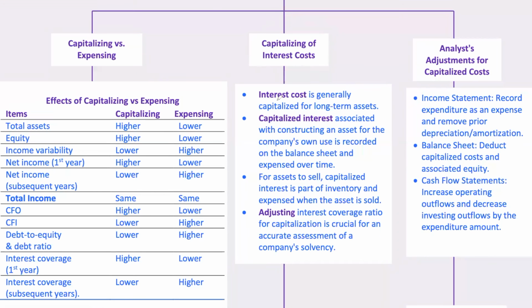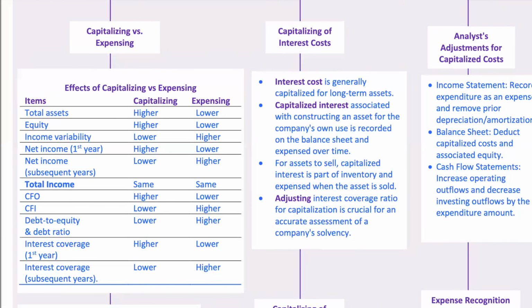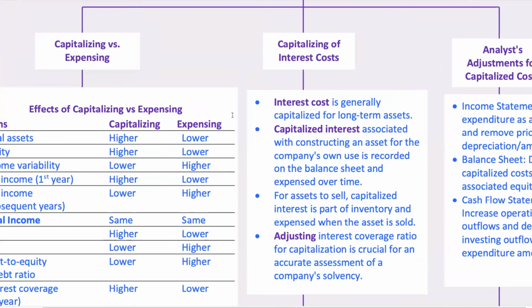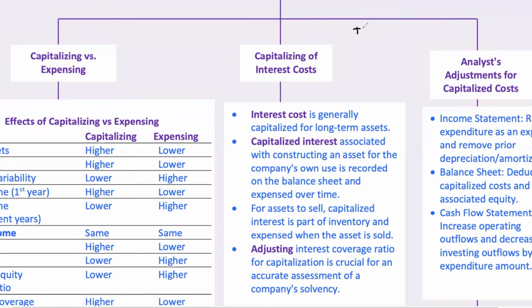Capitalization of interest costs. Now, a quick word on interest costs, especially for long-term projects. When a company borrows money to build something like a factory, the interest on that loan can be capitalized. This adds to the asset's cost on the balance sheet and is then depreciated along with the asset. But if the project is for resale, that capitalized interest becomes part of inventory and gets expensed as part of the cost of sales.